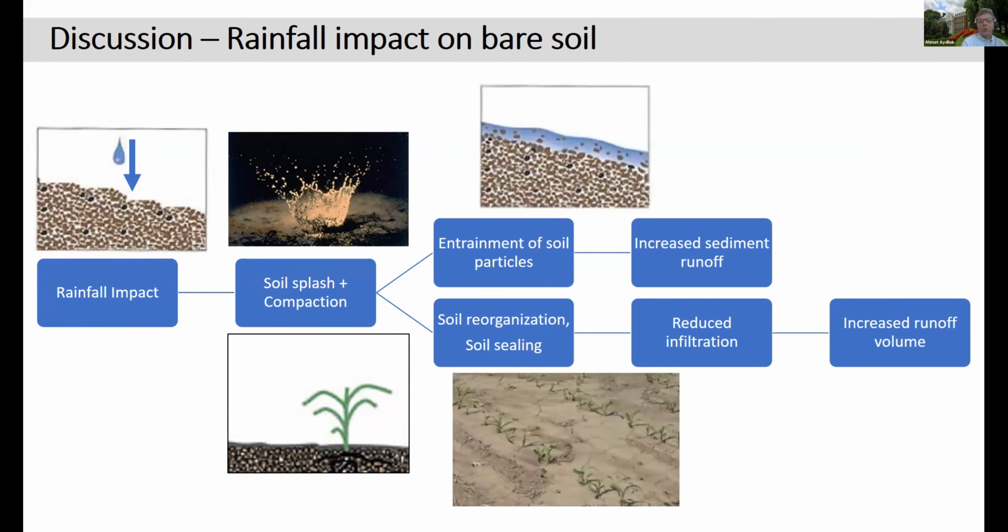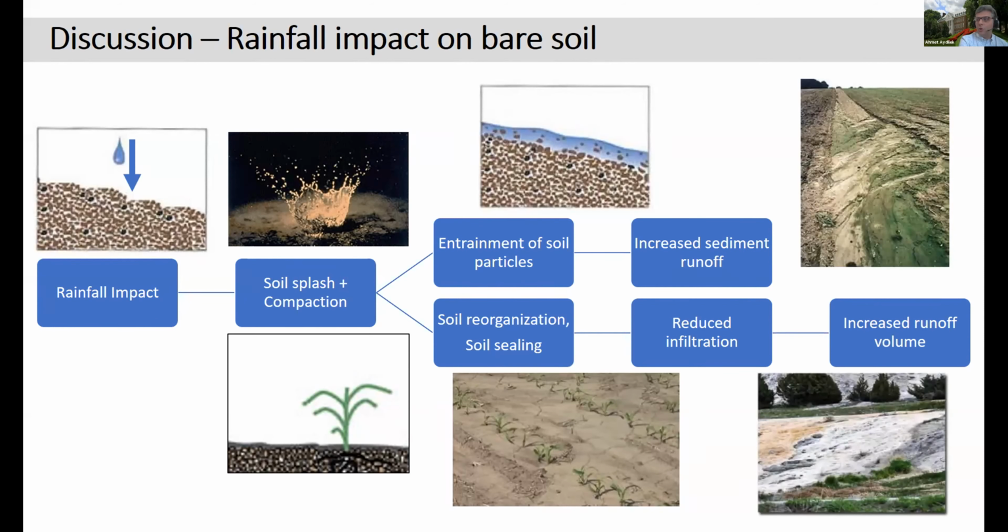And as a result of that, especially if we are not using the compost, especially if we are using tighter materials, that soil sealing will be more obvious. That will lead to reduced infiltration, and as a result of that, an increased sediment runoff. So that's what you would see in natural systems without the use of compost.